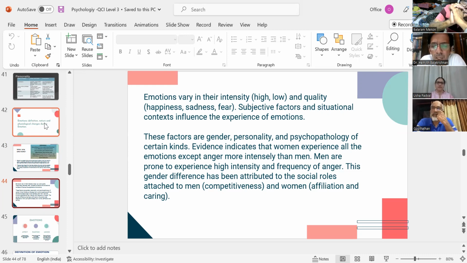Evidence indicates that women experience all the emotions except anger more intensely than men. Okay, it's debatable. Men are prone to experience high intensity and frequency of anger. This gender difference has been attributed to the social roles attached to men, where in earlier days men had to go to work and be competitive, and the woman was more about love and care at home, as she was not working. So this is a historical way of looking at it.